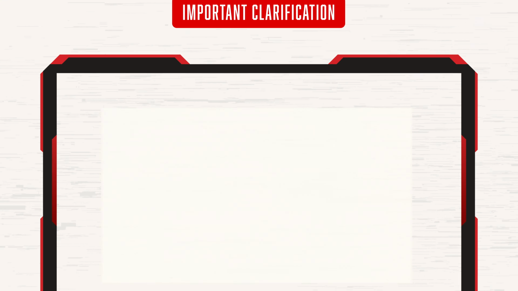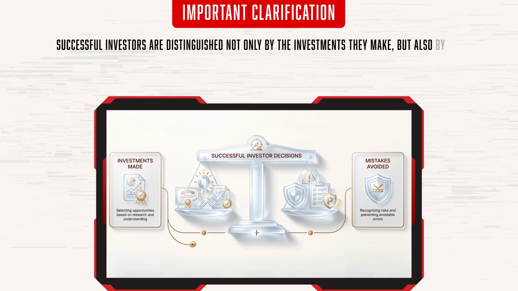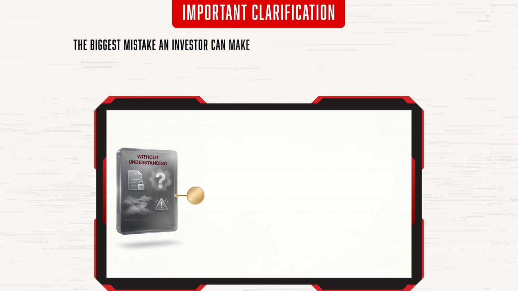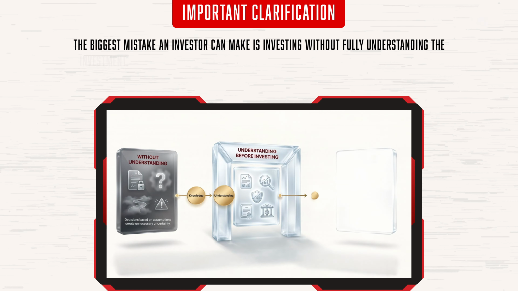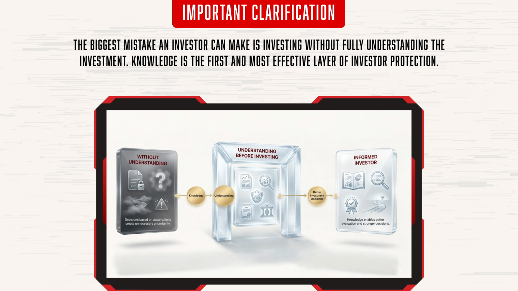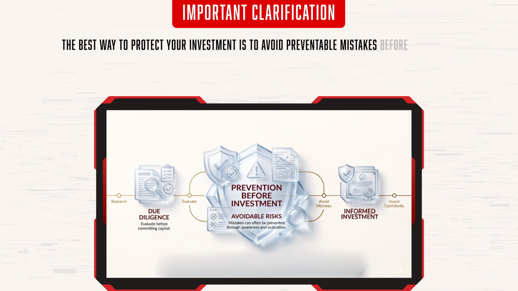Important clarification. Successful investors are distinguished not only by the investments they make, but also by the mistakes they avoid. The biggest mistake an investor can make is investing without fully understanding the investment. Knowledge is the first and most effective layer of investor protection. The best way to protect your investment is to avoid preventable mistakes before you invest.